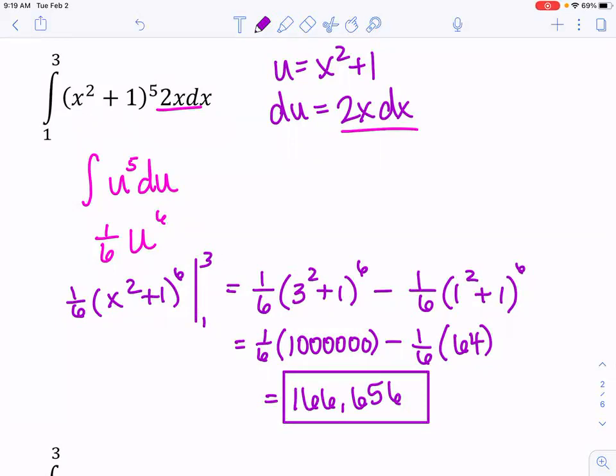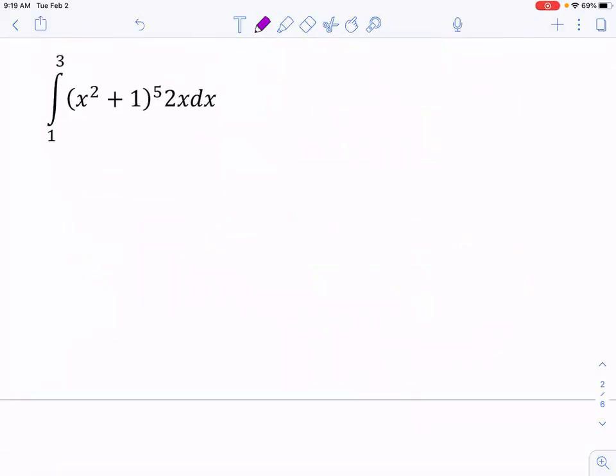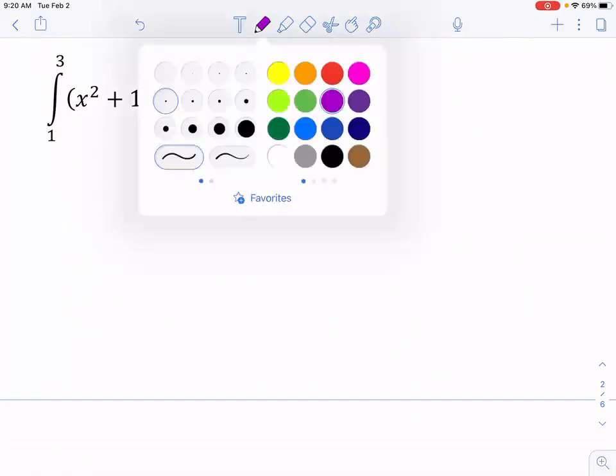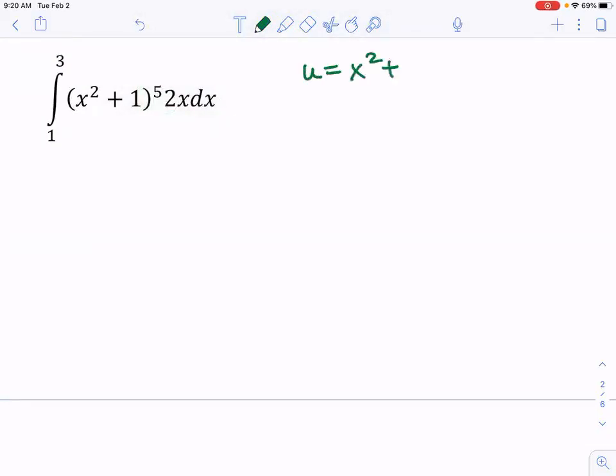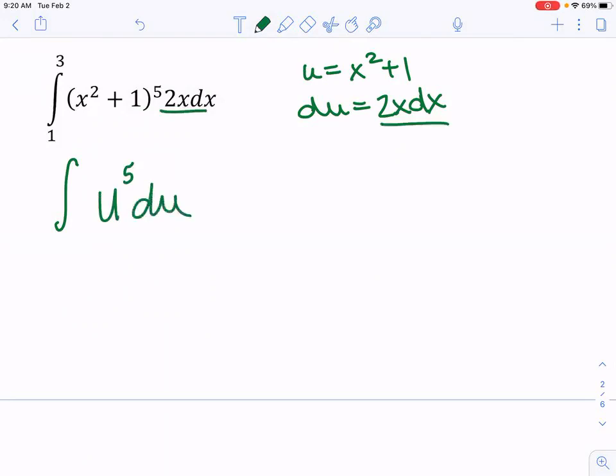Option number 2, we are going to do the exact same problem. We should get the exact same answer. But this time we're going to actually change the limits of integration to reflect the u's. And if we do that, we won't ever have to go back to x's. So if we say that u is x squared plus 1 and du is 2x dx, then we're going to change every single piece of this integral. So this is going to become the integral of u to the 5th, 2x dx becomes du. But then we're also going to change our limits of integration. So these are x's: x is 1, x is 3.